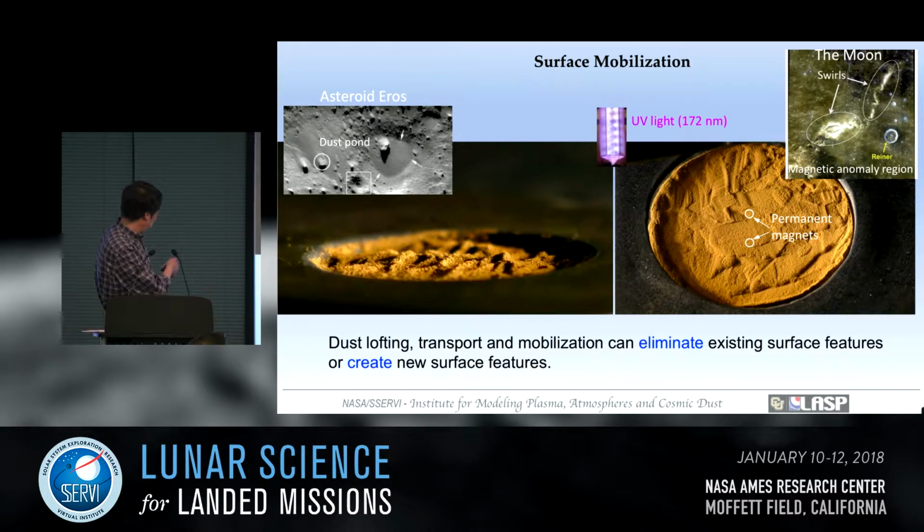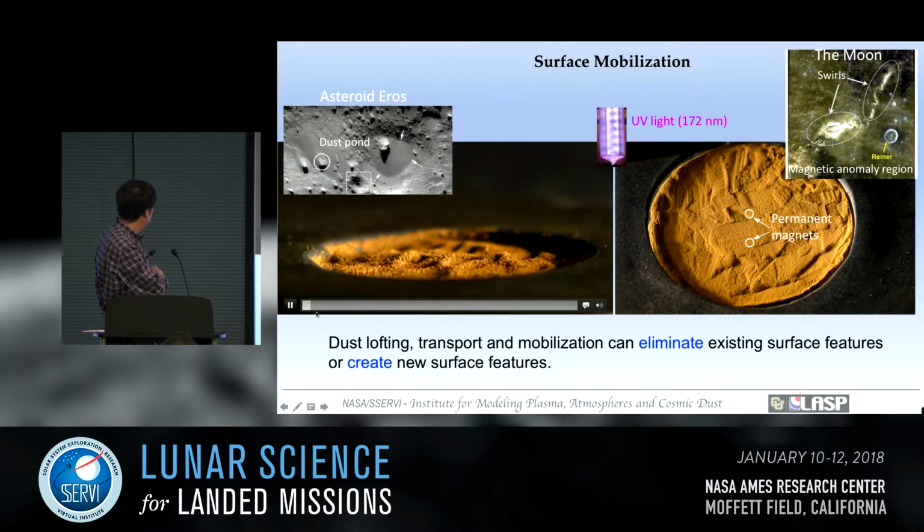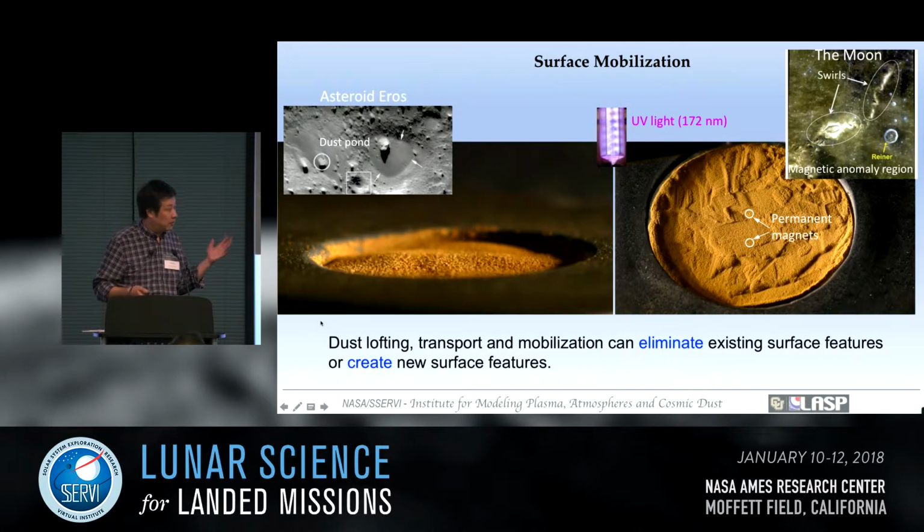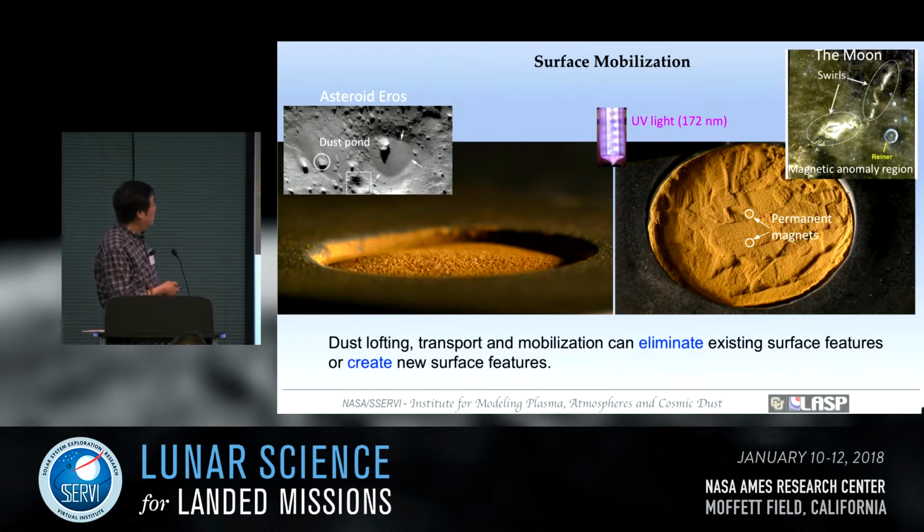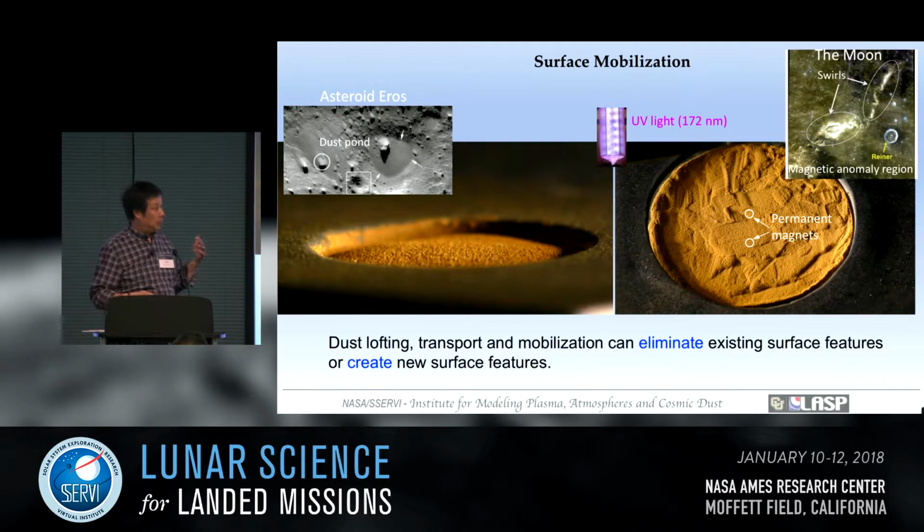There are two movies. On the left, you will see that we can turn the rough surface into a smooth surface. I put the image of a dust pond on top for reference, to show what this means. And on the right, we put 2 permanent magnets below the surface. The purpose was to investigate dust dynamics in the lunar magnetic anomaly regions, because lunar swirls are associated with those crustal magnetic fields.